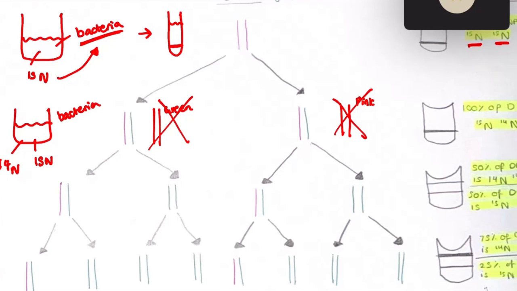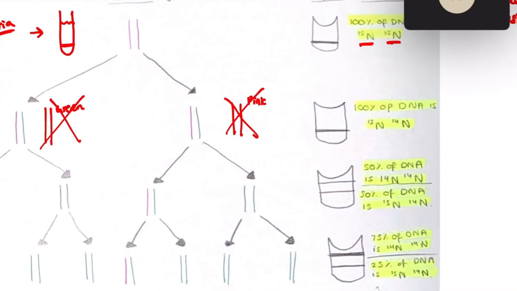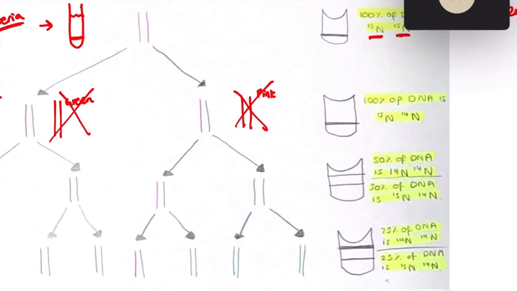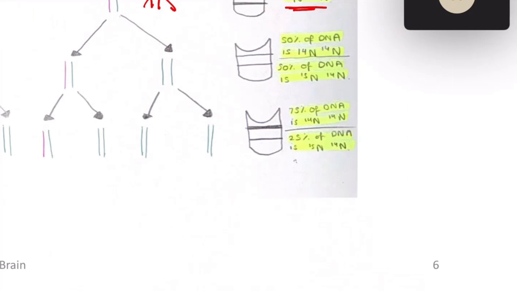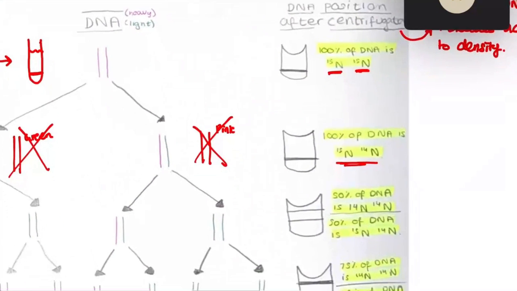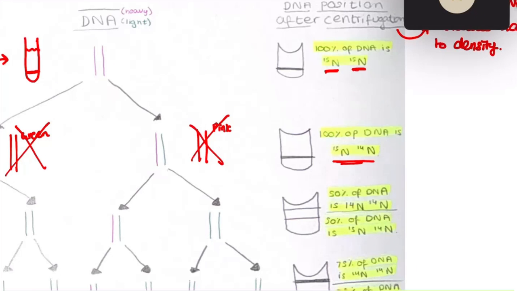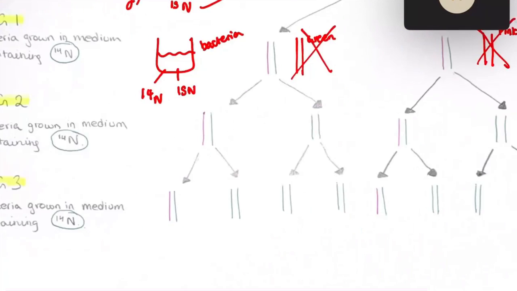What happened is the heavier strand, the pink, and the green paired together. The original strand of DNA, which was heavy, split off and paired with a lighter strand of DNA. So 100% of the DNA is 15N, 14N. As you can see, the line which I've drawn over here after centrifugation is a bit higher than the line over here. Well, it's supposed to be a bit higher.